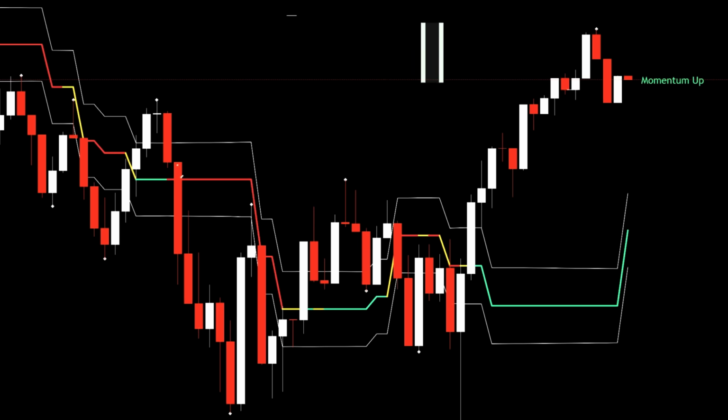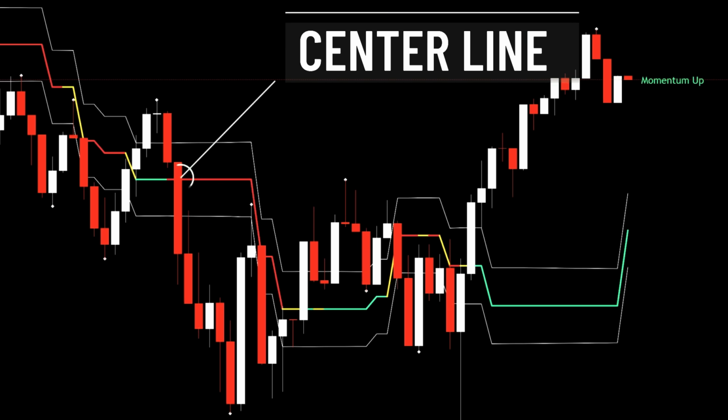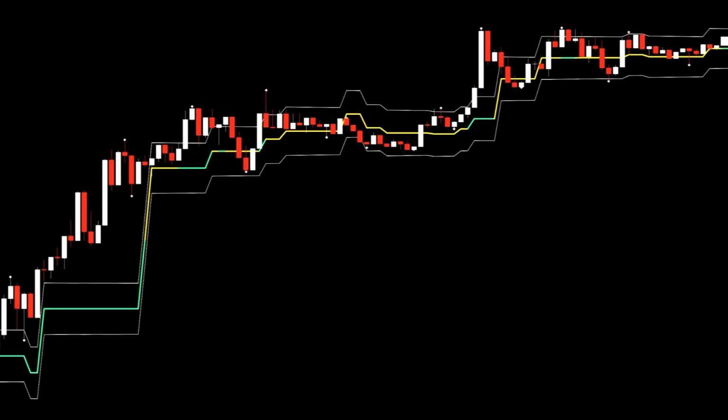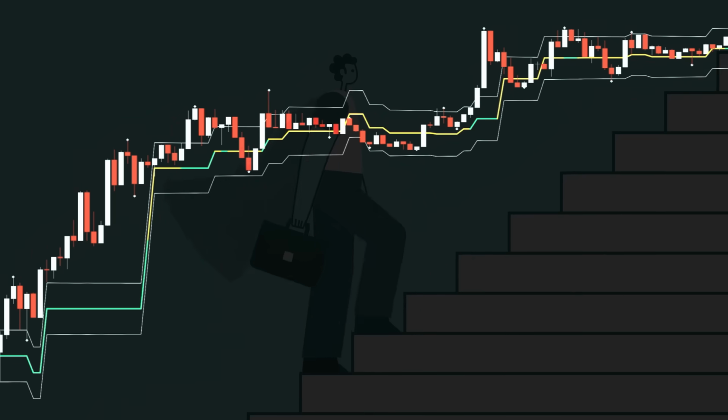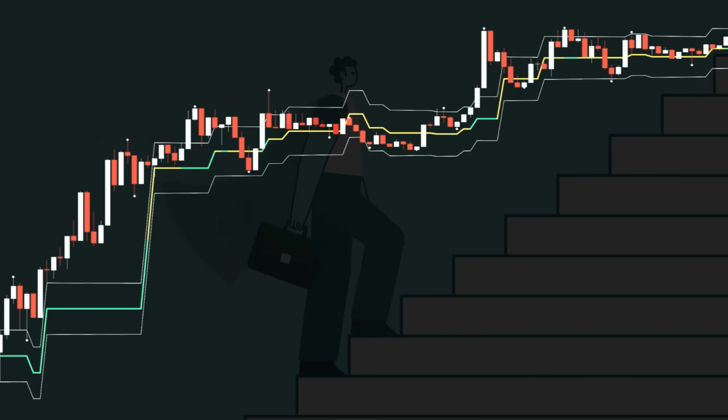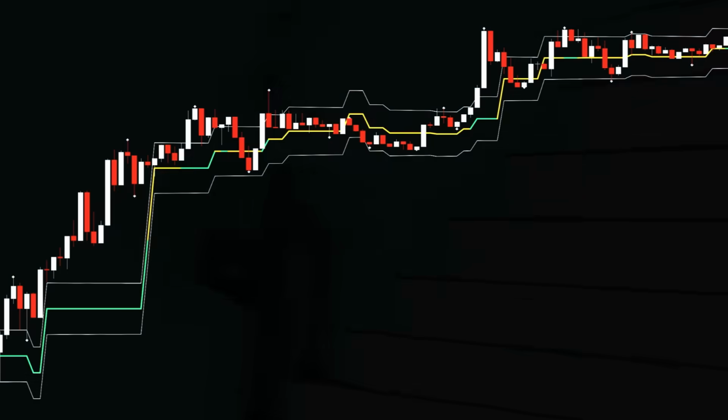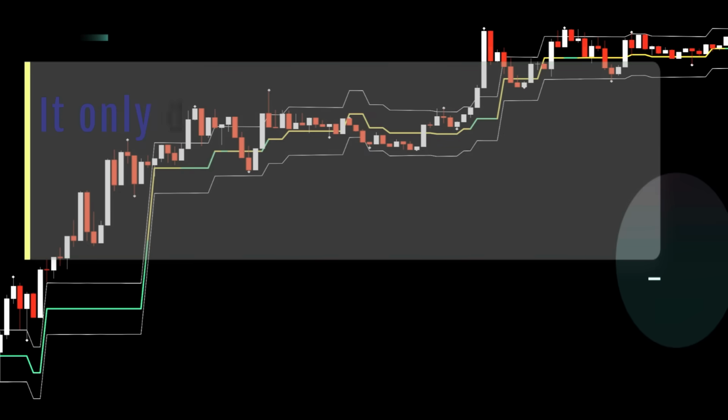The main thing to watch is the center line. See how it's not smooth? It moves like a staircase. It stays flat and then it'll snap up or down to the new level. It only does that when the market makes a new confirmed pivot high or low. It's waiting for real proof before it moves.